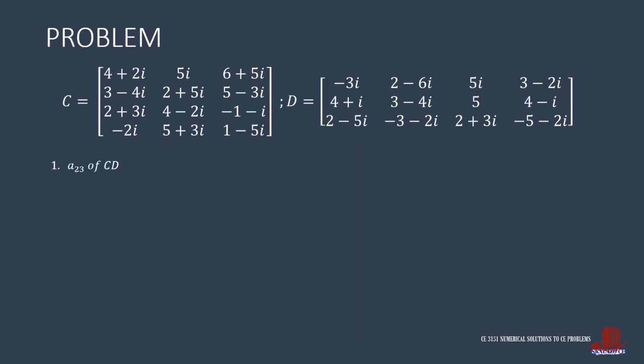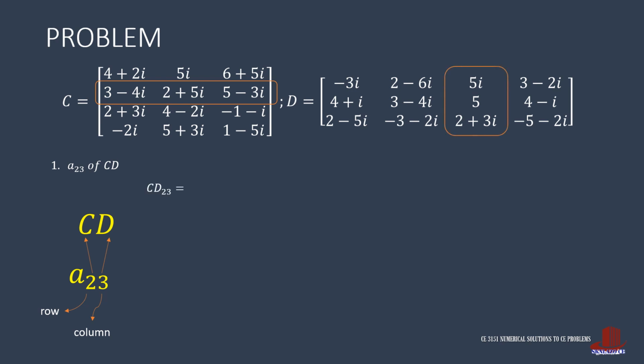Let's start with element 2, 3 of the matrix CD. Take a look at element 2, 3. The first index is the row, and the latter is the column. This element is to be taken from matrix CD. So as not to solve for all the elements in the matrix, analyze that you are only to take the second row of matrix C and the third column of matrix D.